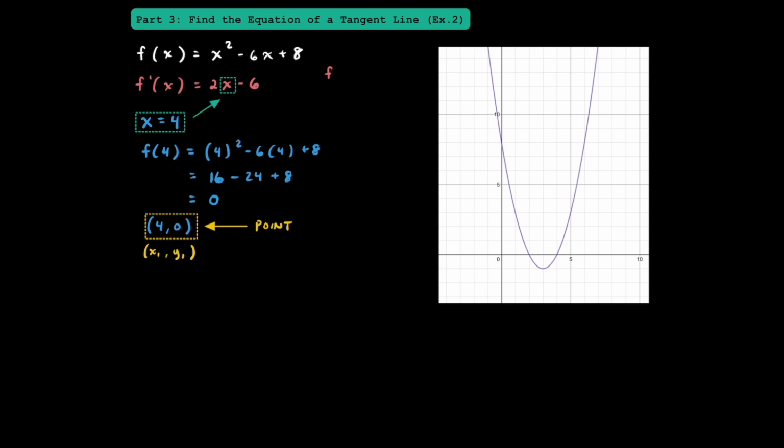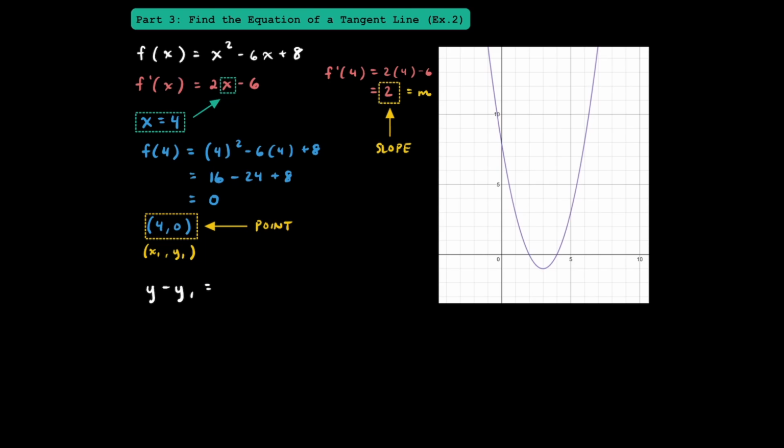To find the slope, we're going to plug in 4 into our derivative here. f prime of 4 is going to equal 2 times 4 minus 6. 2 times 4 is going to be 8, and 8 minus 6 is going to be 2. This 2 is going to represent the slope of our tangent line when x is equal to 4. Now let's substitute this into point-slope form.